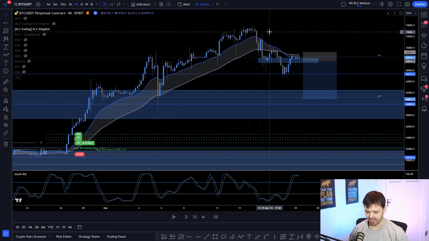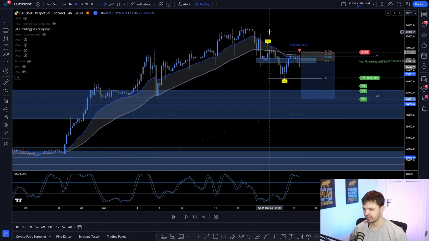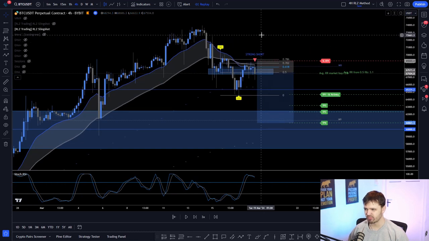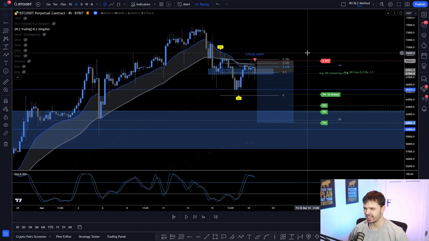Look at this right here. See that short signal? That's from the RLZ slingshot indicator. This setup right here, 100% based on the indicator.